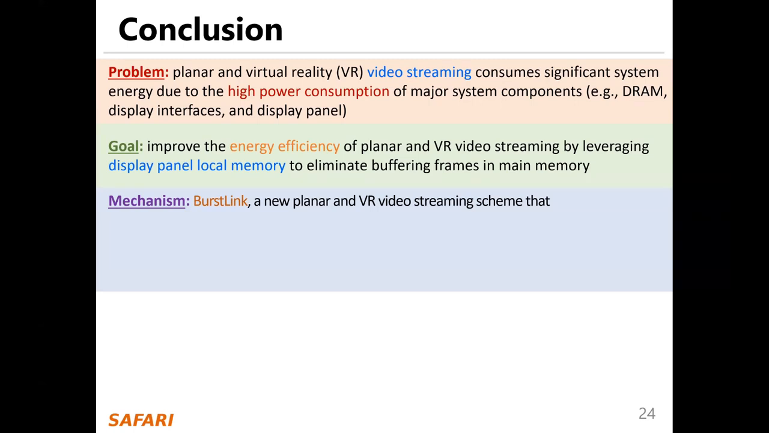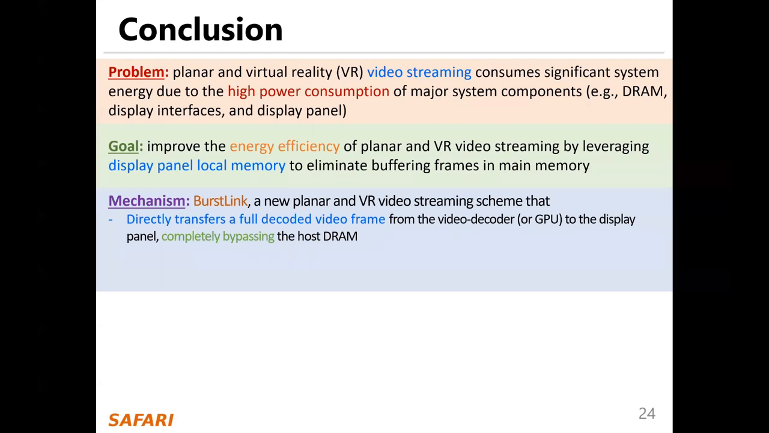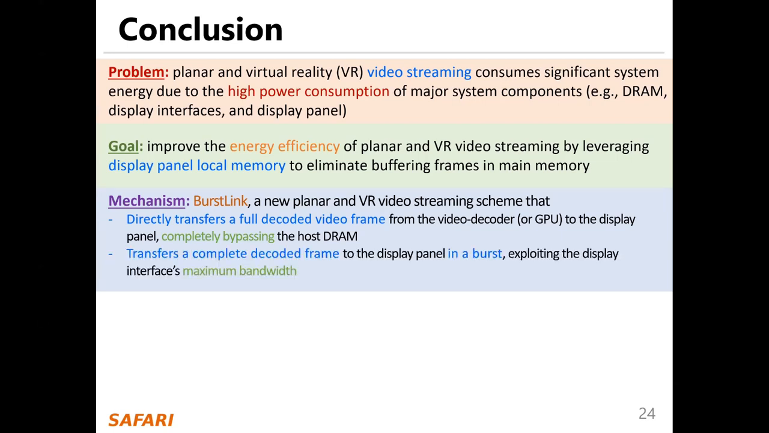BurstLink is a new planar and VR video streaming scheme that directly transfers a full decoded frame from the video decoder to the display panel, completely bypassing the host DRAM. It also transfers a complete decoded frame to the display panel in a burst, exploiting the display interface's maximum bandwidth.